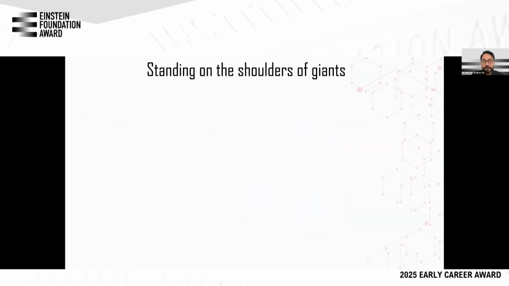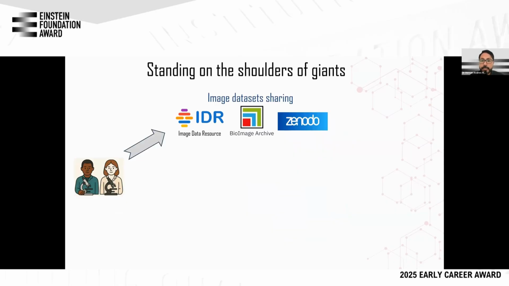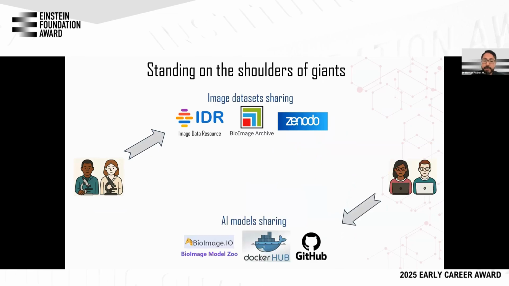So this sounds very utopic, but fortunately we're standing on the shoulders of giants. There are a lot of initiatives for sharing data, like the Image Data Resource, BioImage Archive, Zenodo, but also to share models, like GitHub, Dockers, or new initiatives like BioImage Model Zoo, where you can actually share your data following transparent policies. However, we see that there's still a gap between these two worlds.